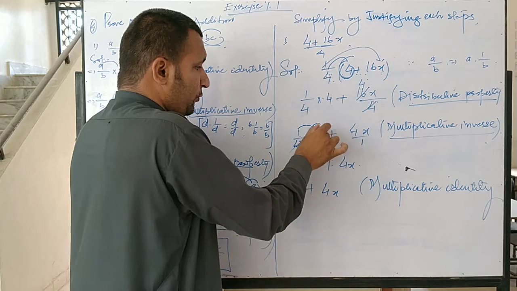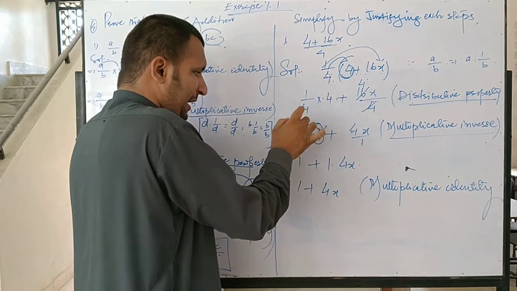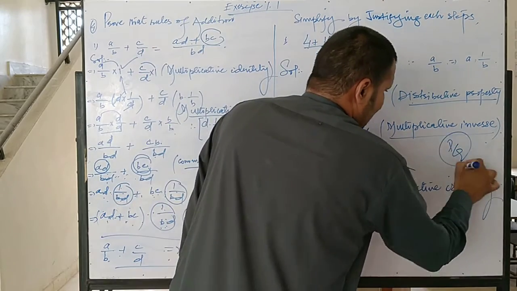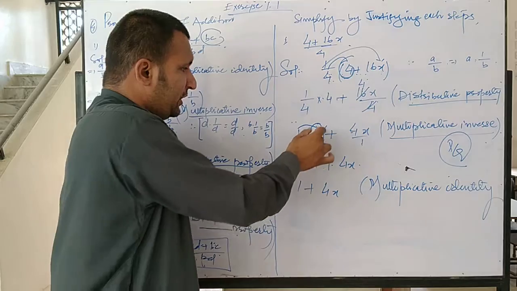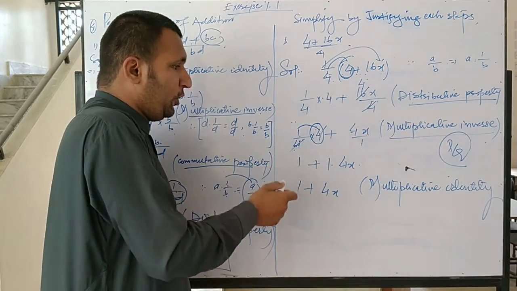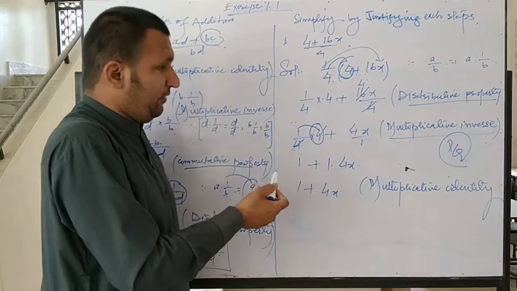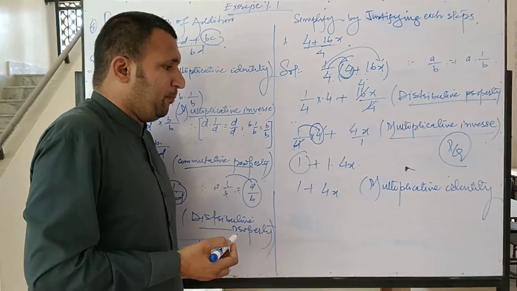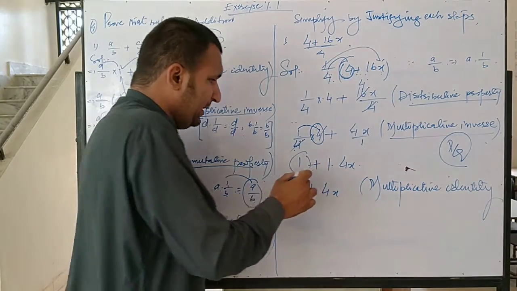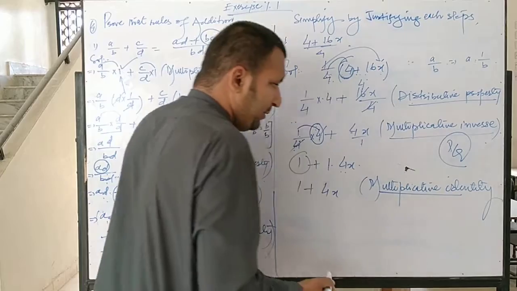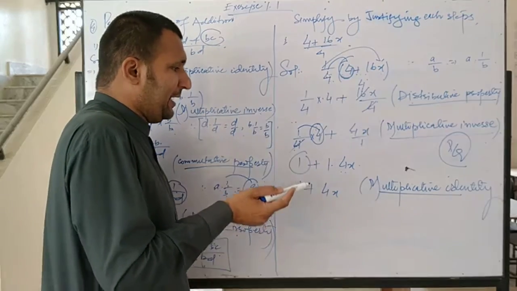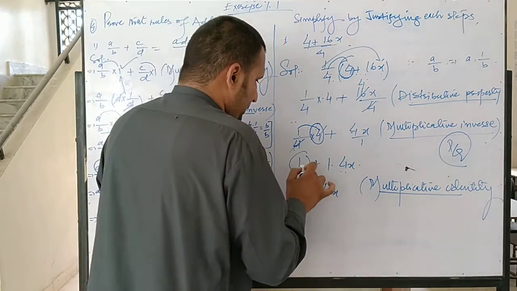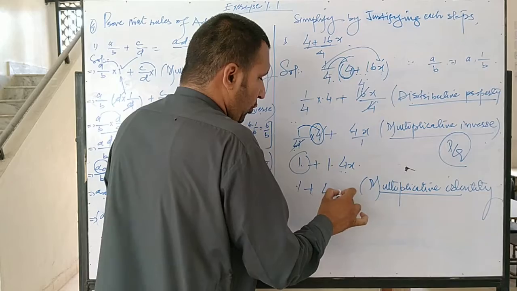Means which is such a value, numerator and denominator the same value, if in p upon q form, let 4 divided by 4. This is a property of multiplicative inverse, means 4 in multiplication and 1 upon 4 in division, means 4 and 4 is equal to 1, plus 1 multiply 4x. Again, this is the multiplicative identity. Multiplicative identity means such a value which is multiplied with n, but does not change the value of n, is equal to 1 plus 4x.